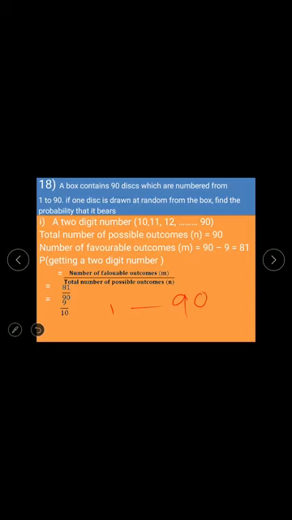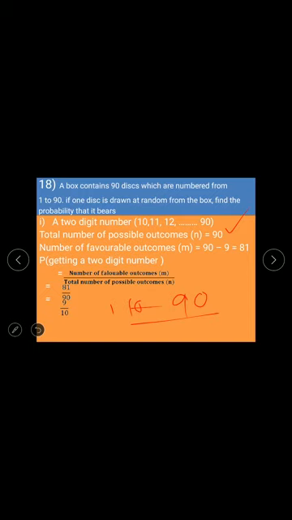1 to 90. So total how many are there? 90, and total number of possible outcomes is 90. Now, what is the probability of getting a 2-digit number? A 2-digit number means it starts from 10, 11, 12 up to 90.